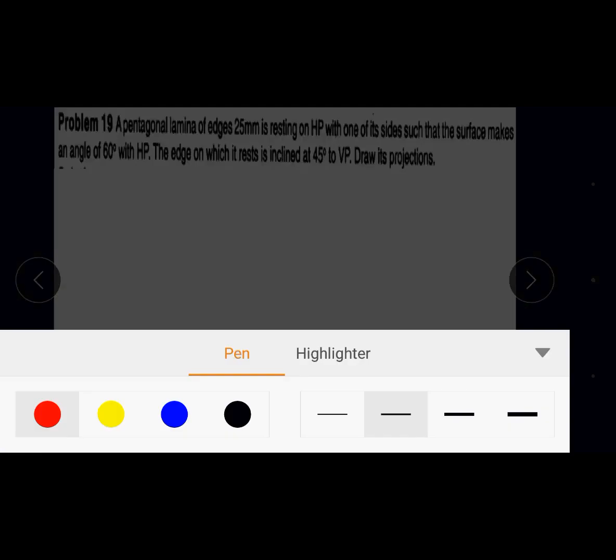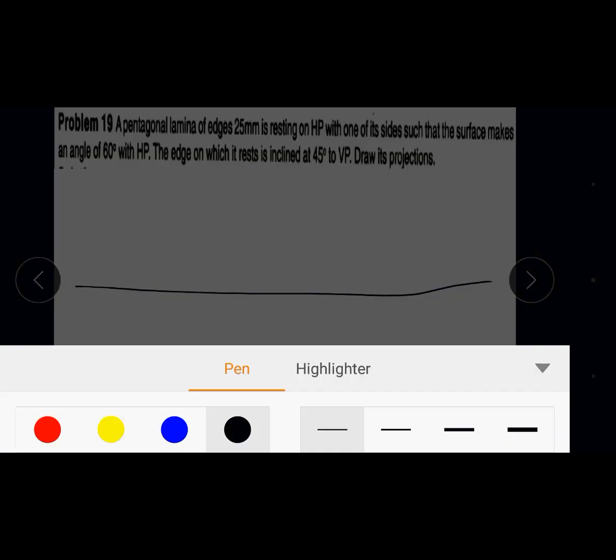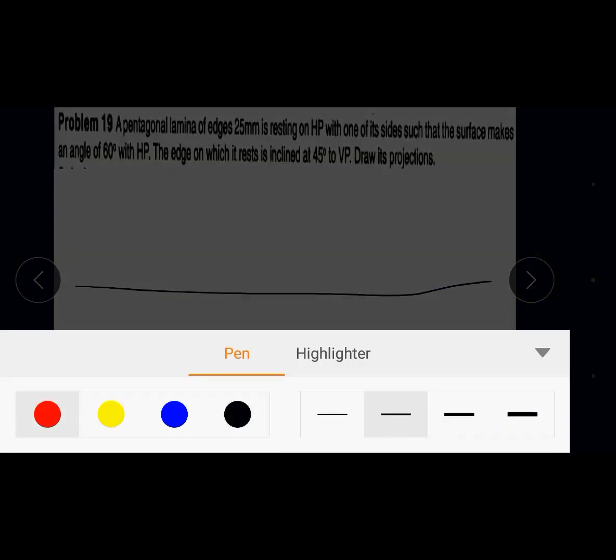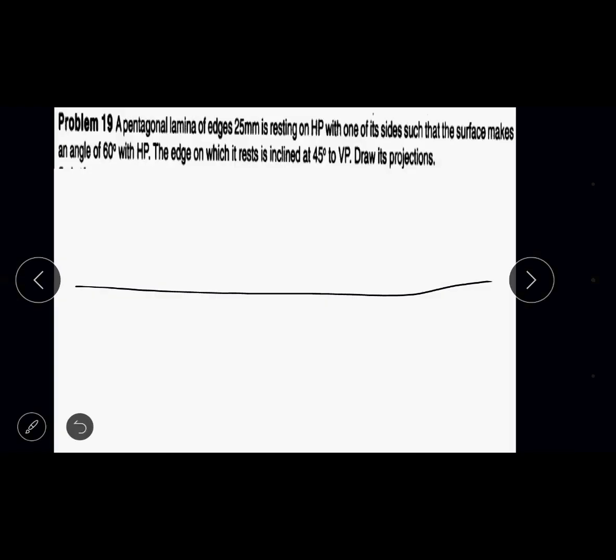So we'll just go for the freehand sketch. I'll construct the XY line. This is the XY line, and then I'll go for the first step, top view. Already I have taught you how to construct a pentagon in edge resting position and corner resting position. Since it's edge resting position, I have to construct a line AB of 25 mm. So construct a vertical line.